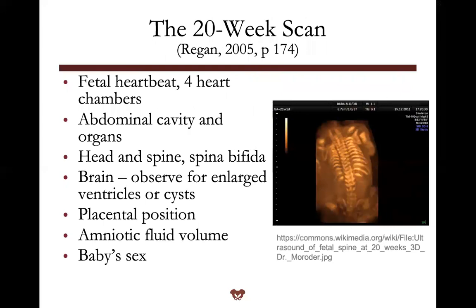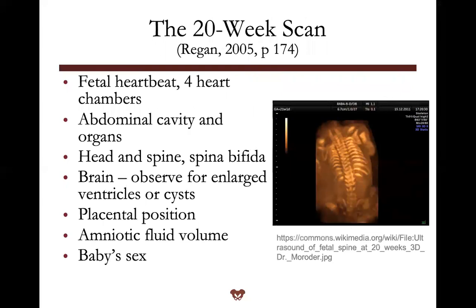So the 20-week scan. Oftentimes you'll hear pregnant women say, well, I'm going for the big ultrasound, or I'm going for the big scan this week. And this is the big ultrasound. So they're talking about the 20-week scan. This is often the one where sometimes you'll see a whole family going in to check out the baby and see what's happening.